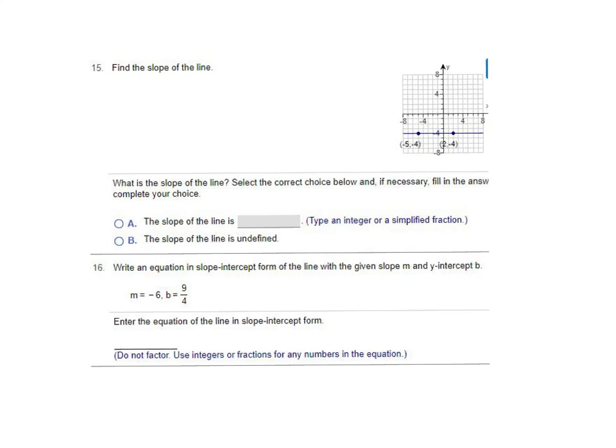All right, so looking at number 15, it asks us the slope of the line. If we look at that line, we should see that it is a horizontal line, and horizontal lines have slope of 0 because all of the y coordinates are the same. And so if you look, the y coordinates are the same.